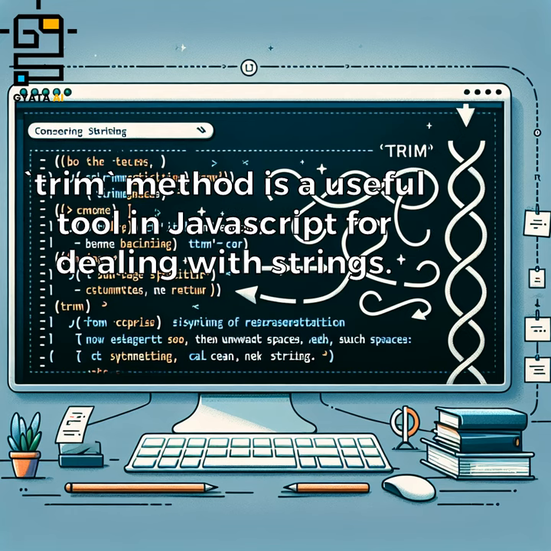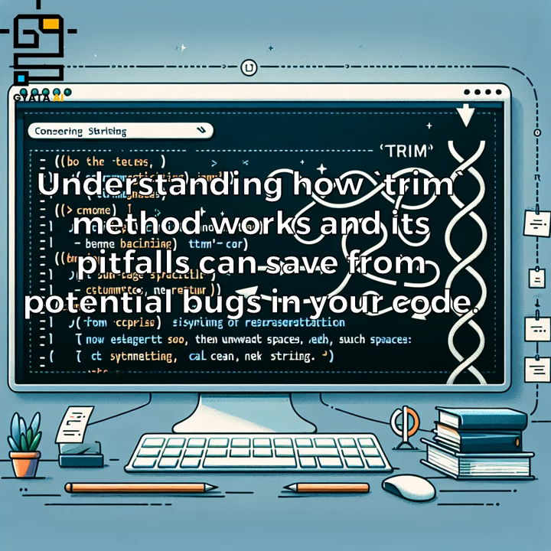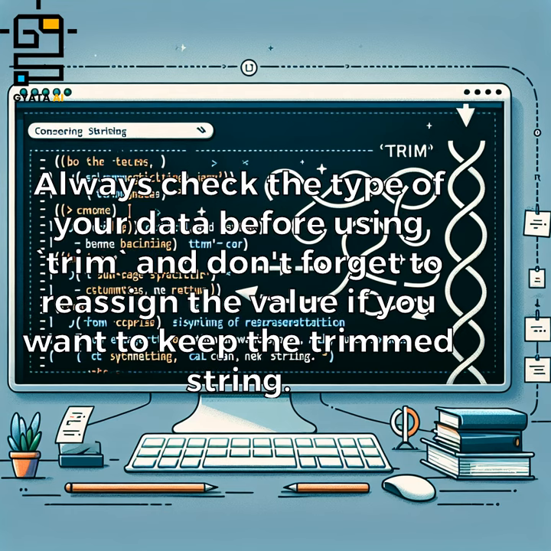Conclusion: the trim method is a useful tool in JavaScript for dealing with strings. Understanding how the trim method works and its pitfalls can save you from potential bugs in your code. Always check the type of your data before using trim, and don't forget to reassign the value if you want to keep the trimmed string.